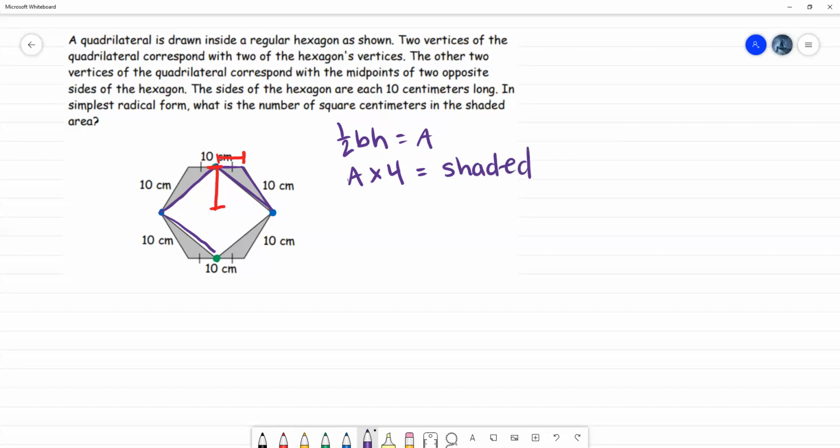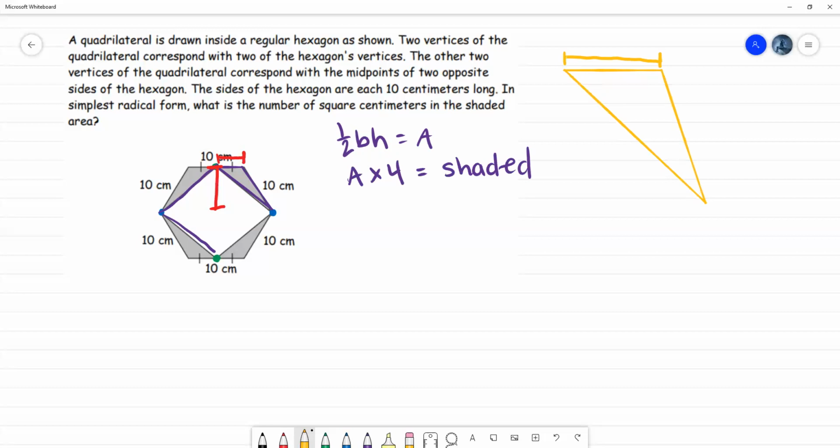First, we should find out the base of our triangle. Let me just draw out a triangle right here. It looks something like this, an obtuse triangle. And we want to know this length right here.